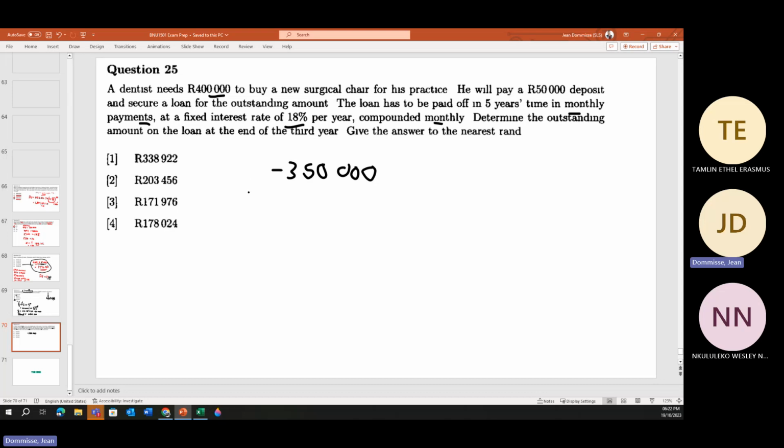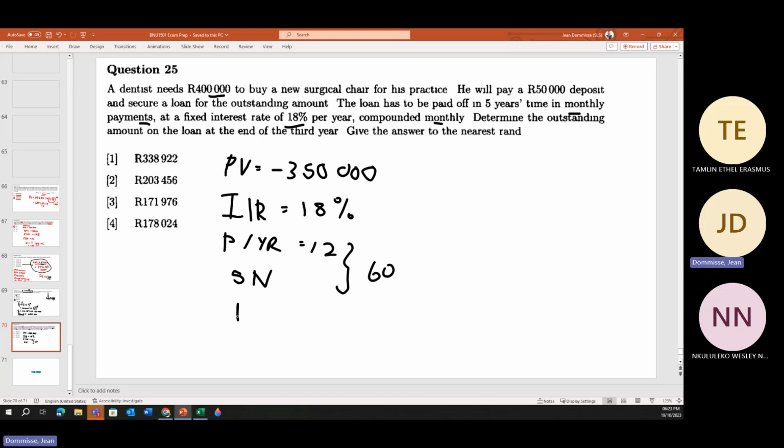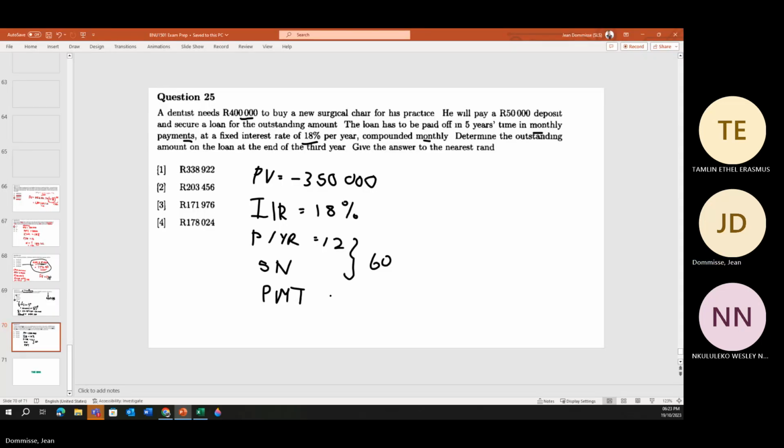So let's just quickly do it the other way around. What I would do is still with my present value. I wanted to do a shortcut, but unfortunately, there is no shortcut. Interest rate is 18%. Your payments per year is 12. We're doing it for 5 years, so you will have 60 periods. And what I want to get to is what will be the premium per month that will need to be paid.